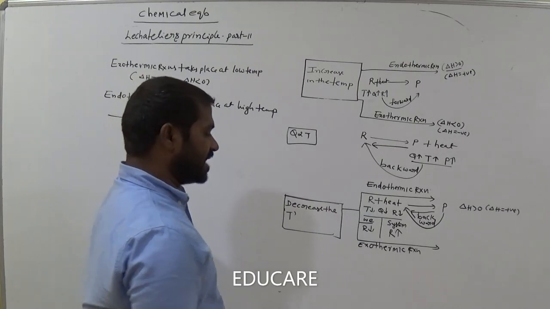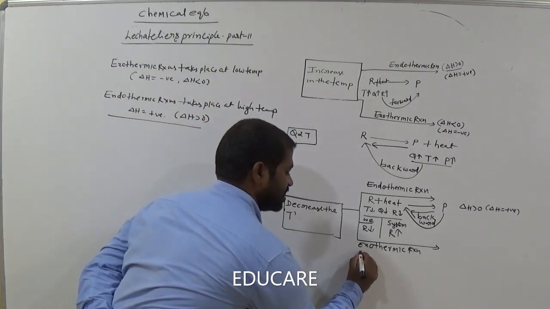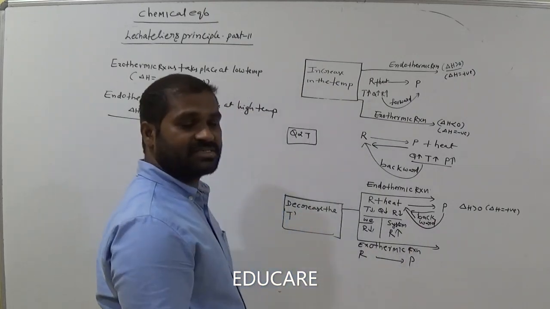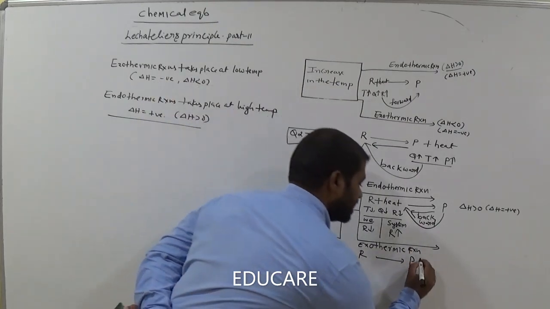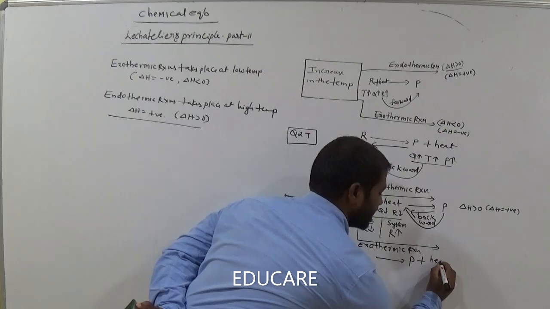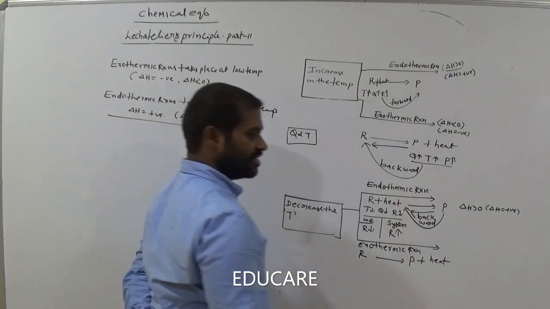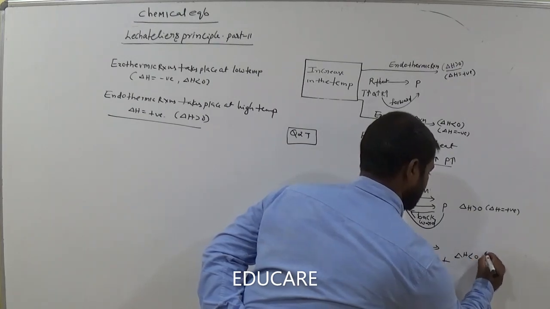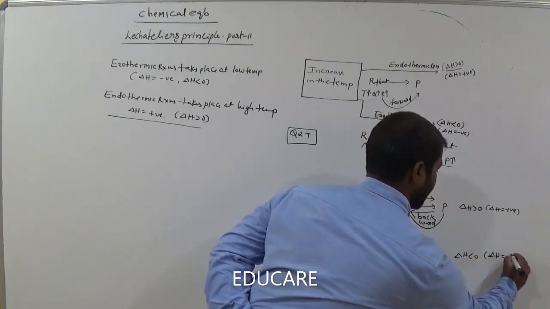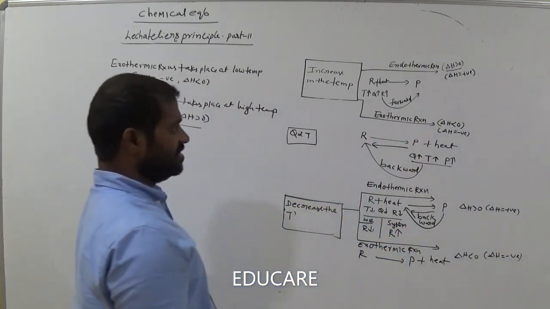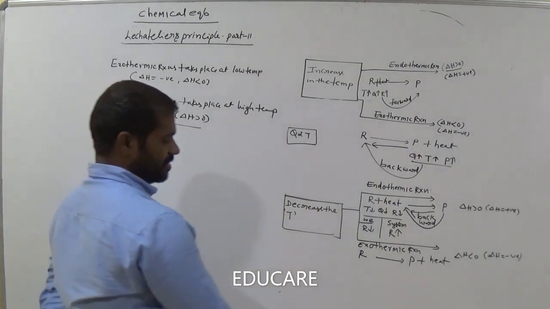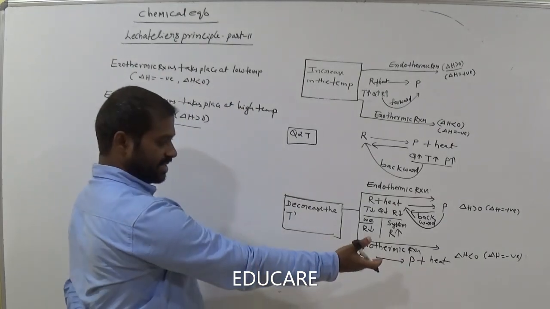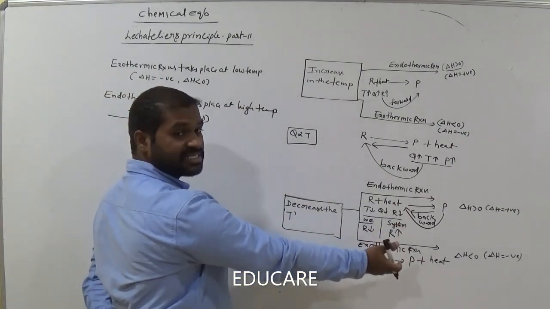For an exothermic reaction, this one is the reactant, this one is the product. Exothermic means heat energy is released at the product side. Here delta H is less than 0, that means delta H is negative. Am I right? Is it clear? So now at the product side, exothermic means what we discussed.